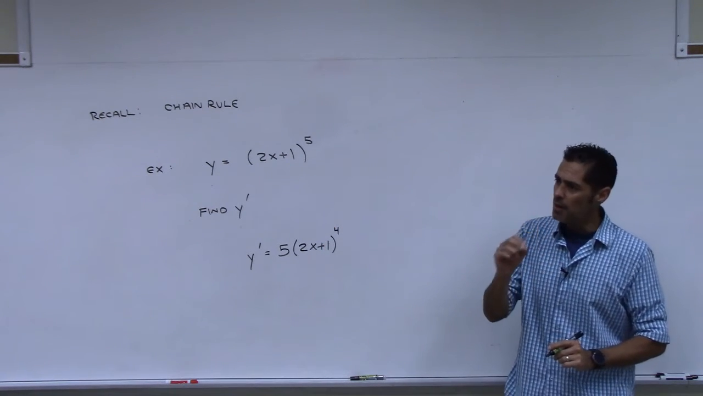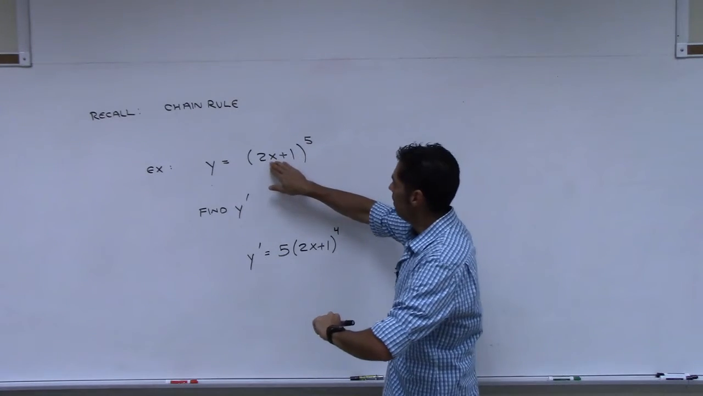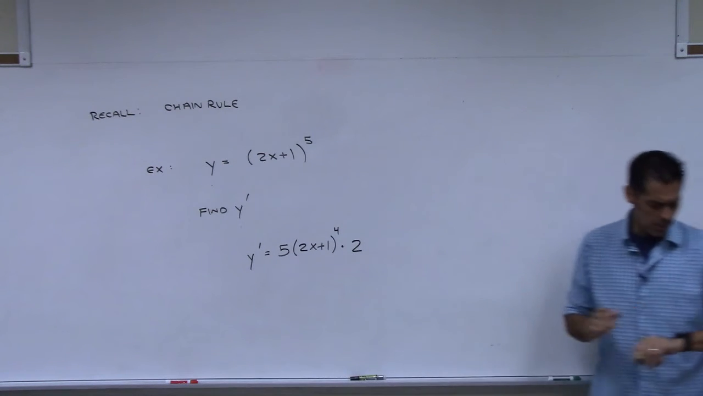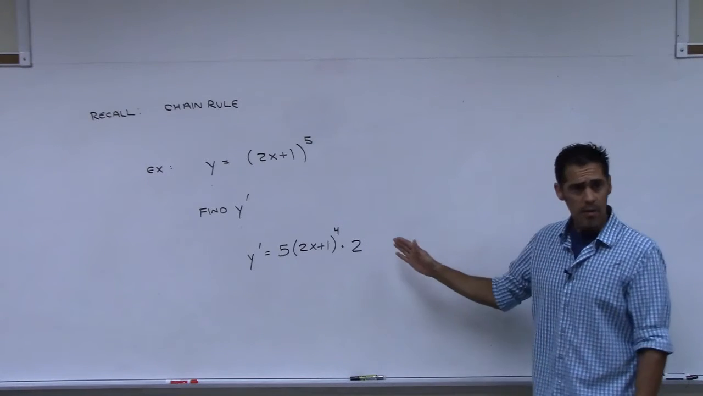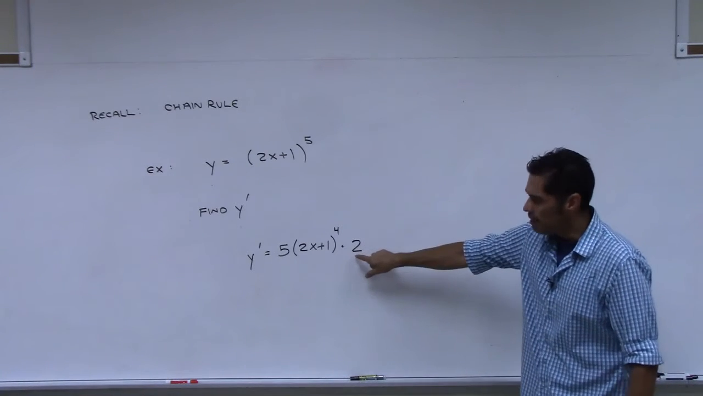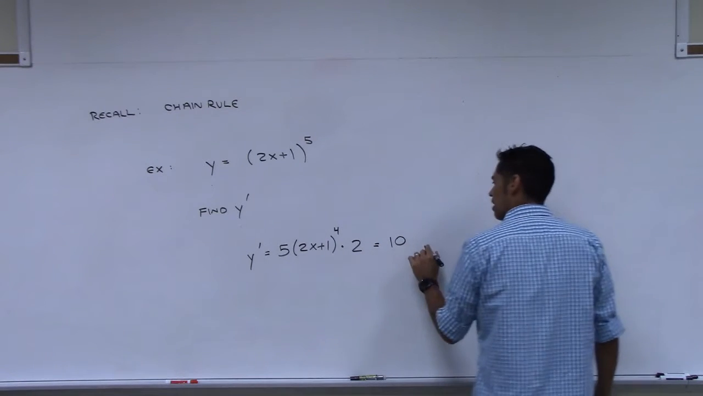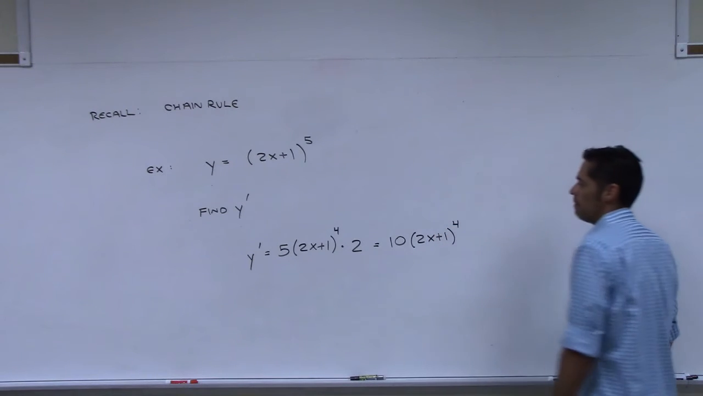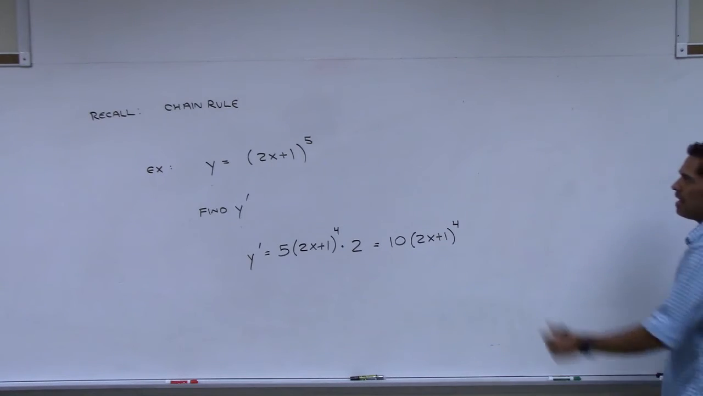What is the next very important critical step? Derivative of the inside. The derivative of the inside is 2. Just 2, right? That okay? That's the key. That 2 right there is the part that you've got to make sure you understand. So this really becomes 10 times (2x + 1) to the 4th. All right. Next example.